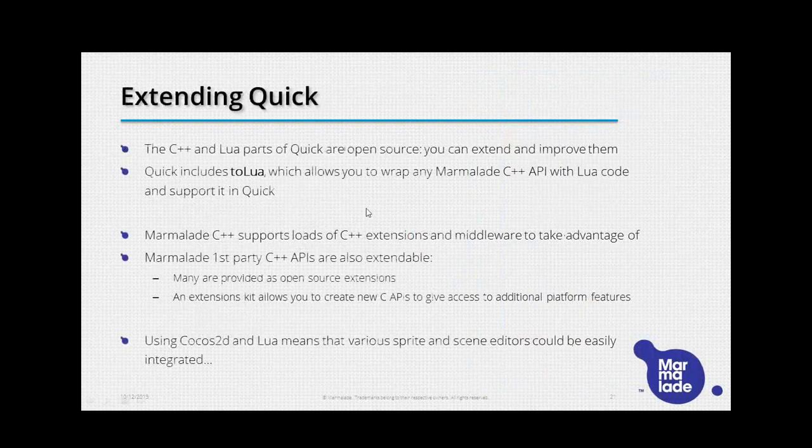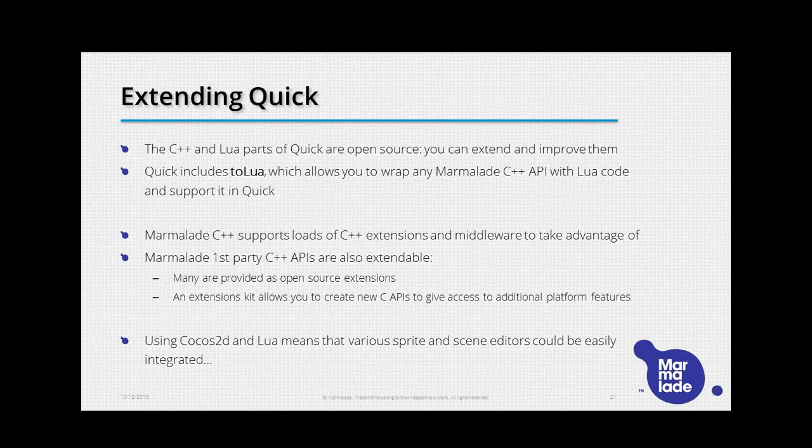One thing to mention a little bit about is extending Quick. So as I was saying, the C++ and Lua parts are all open source, so if there are things you don't like with how Quick is implemented or things you want to change, then you can basically just edit them. There's also a thing called Lua, which is all documented in the Quick docs, which allows you to wrap any Marmalade C++ API. So if there's a useful third-party extension, we have extensions for all sorts of things like billing APIs and analytics and advertising and so on.